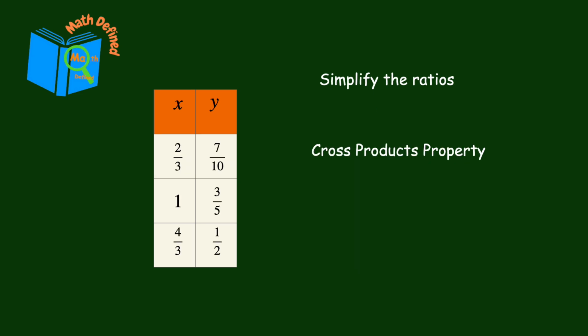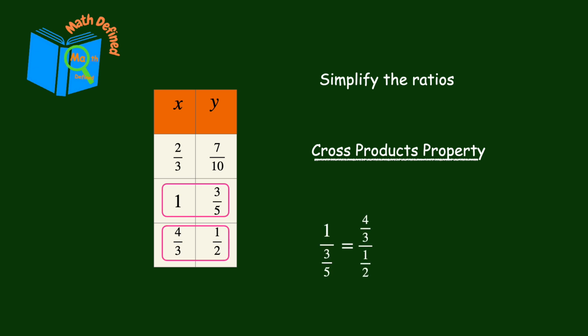Let's test one more table, but this time the numbers don't look very easy to work with. But we have 2 different strategies that we can use to determine whether x and y are proportional. We could simplify the ratios, but since the numbers are a mix of whole numbers and fractions, that's a sign that using cross products might be the better choice. Let's check 1 to 3/5 and 4/3 to 1/2.